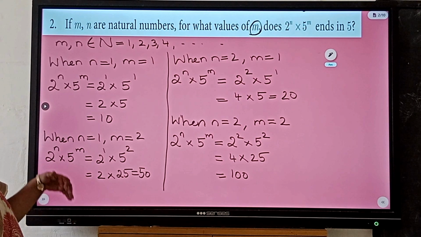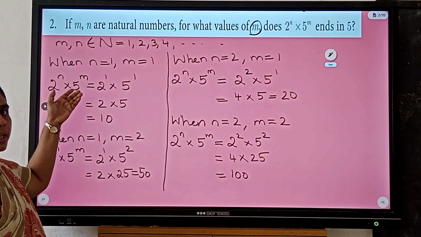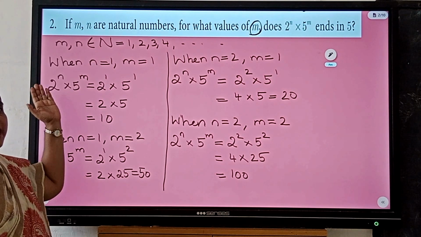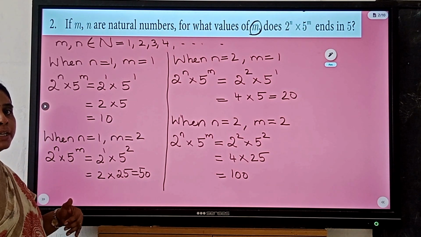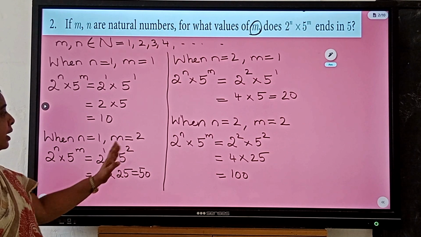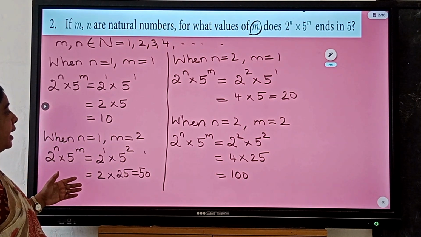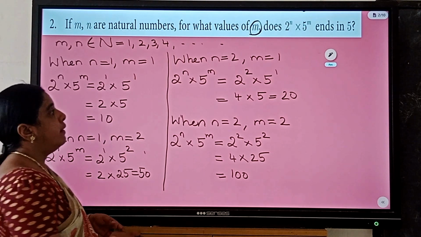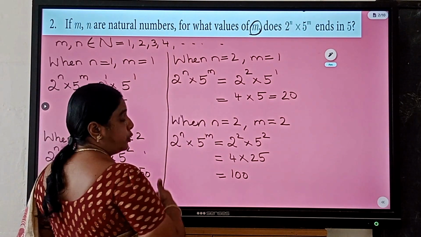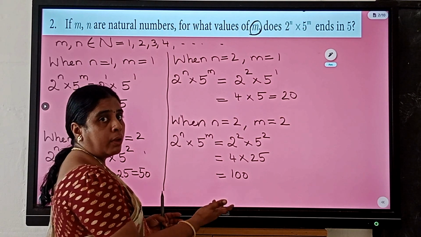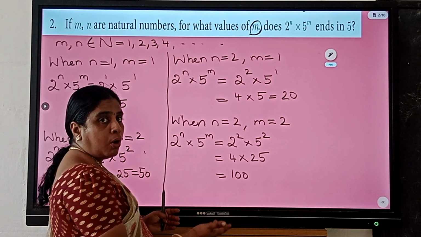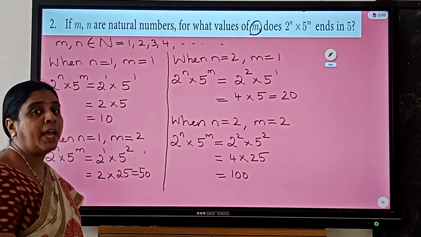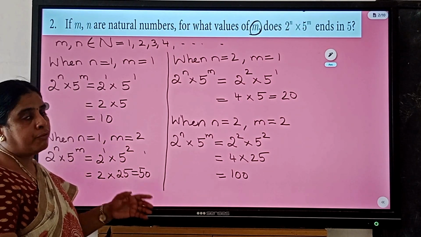So when I take n to be an odd number and m also an odd number, or alternatively odd and even, my answer doesn't end with 5. The same way, when I take n to be even and m to be odd, or both to be even numbers, my answer still does not end with 5.